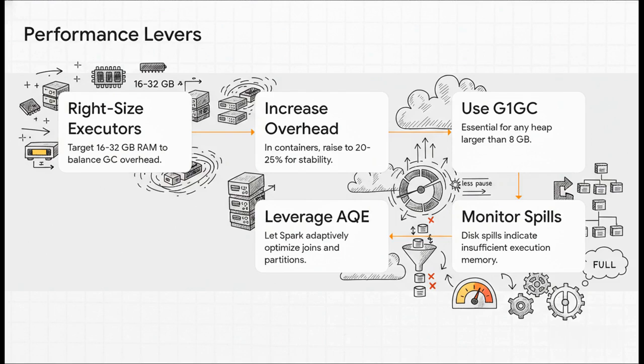Third, explicitly enable G1GC for any heap that's larger than 8 gigs. Just do it. Fourth, you have to monitor for spills in the Spark UI. A disk spill is a direct, screaming signal that your execution memory is too low. And fifth, leverage adaptive query execution, or AQE. It allows Spark to dynamically re-optimize query plans at runtime, which can mitigate all sorts of issues caused by data skew or bad initial partitions.